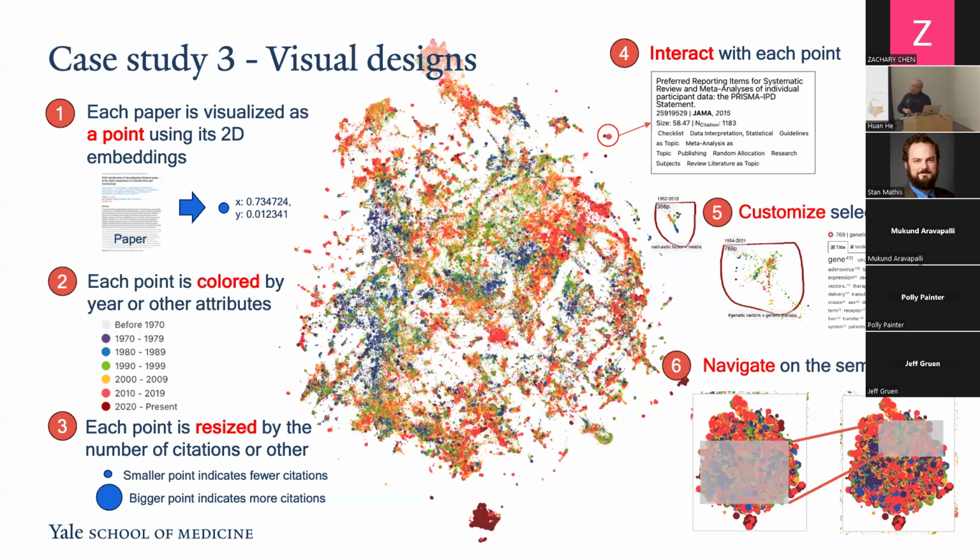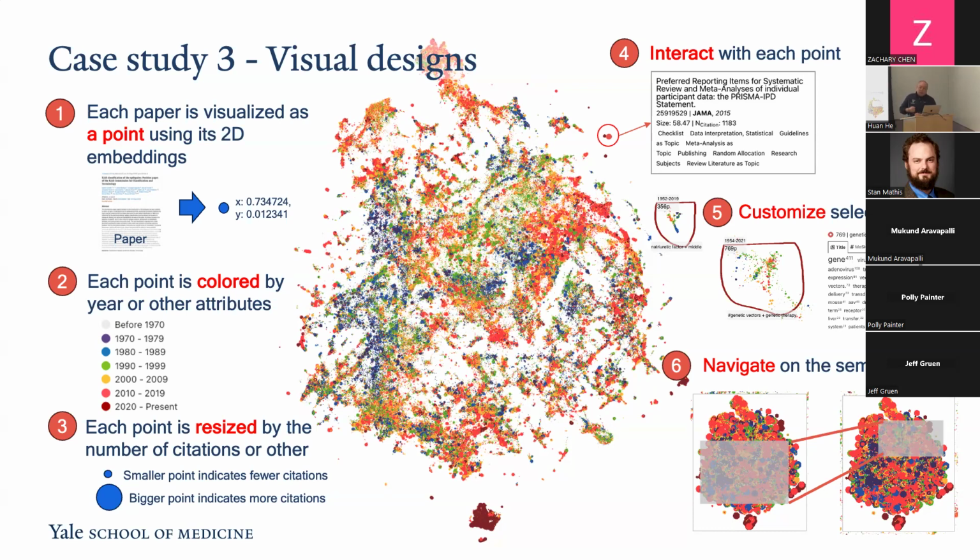So for the visual design part, I guess maybe this one was shown several times. Basically, for the visualization, we can visualize all the papers as points. Each point is one paper, and its coordinates are its 2D embedding. And so a similar cluster will represent a similar topic or similar papers.